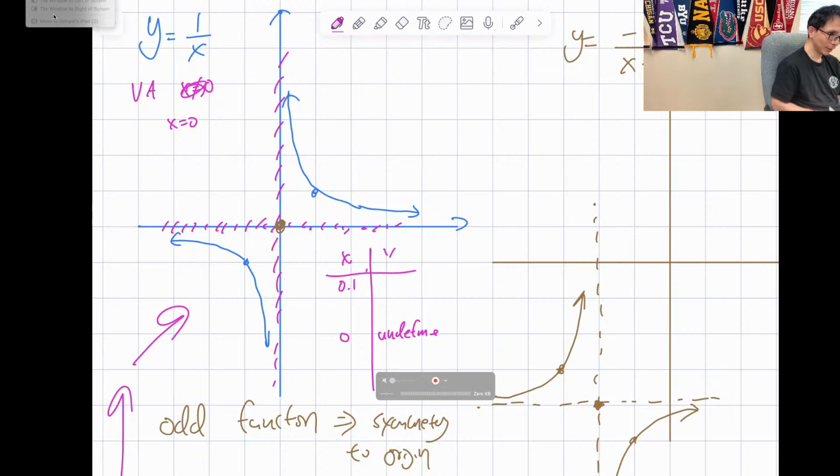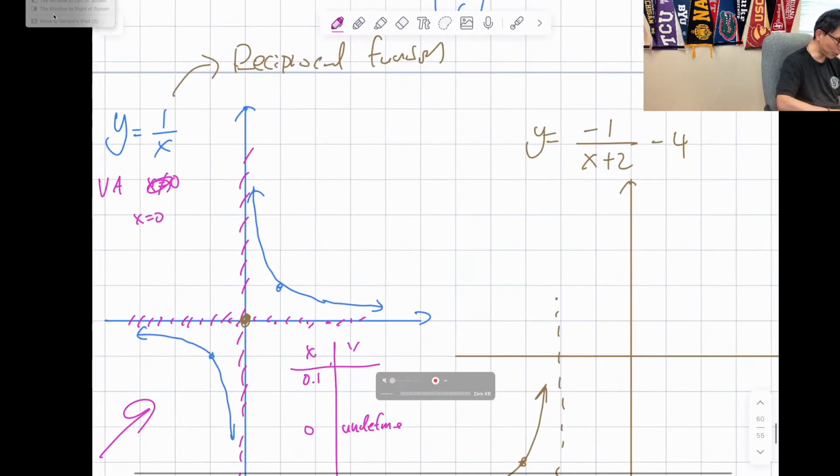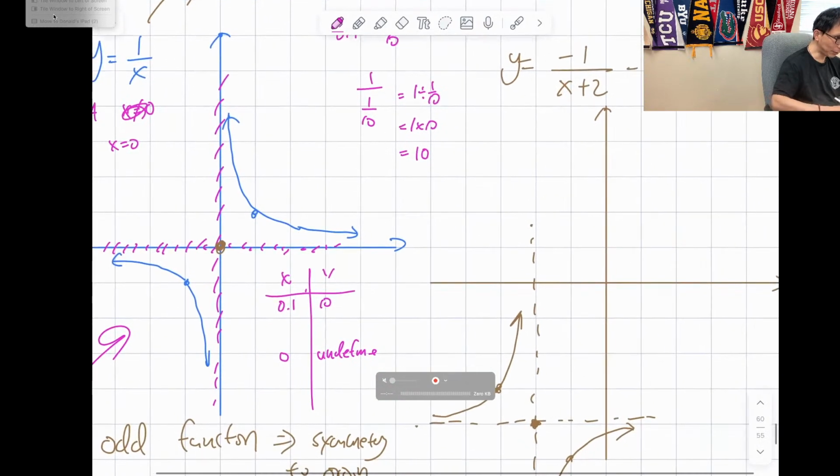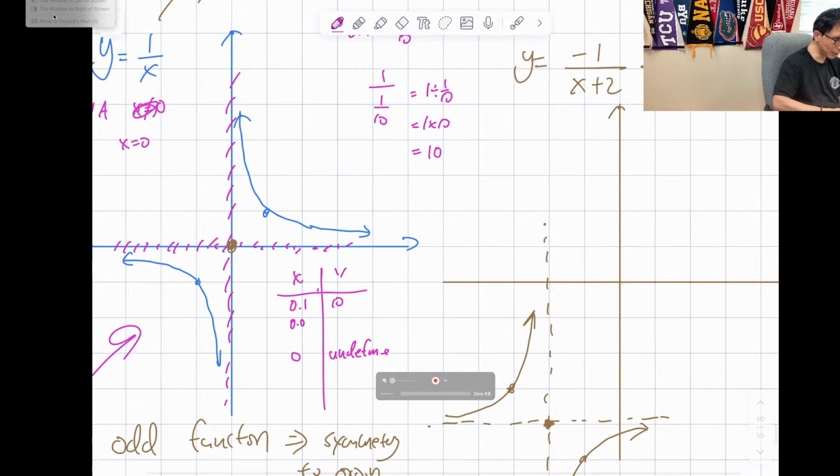10. Oh, it's okay. I'm going to show you. 0.1 is 1 over 10, right? So 1 divided by 1 over 10 is what? That means 1 times 10 over 1. So that's equal to 10. Does that make sense? What happens if we plug in something that says 0.01?